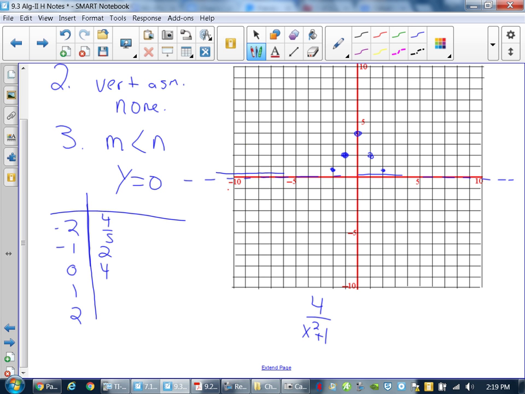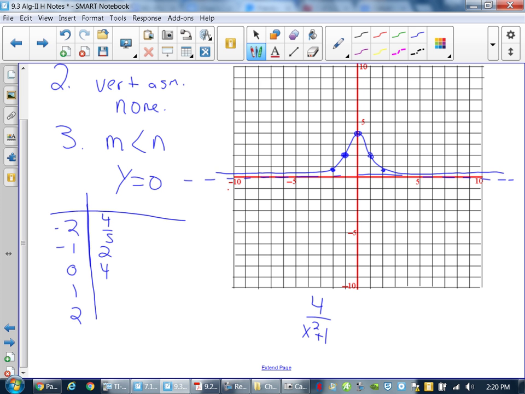So this graph does this. And it's approaching the values of 0. It's just going to get infinitely closer and closer and closer to it, but never cross it because there's no x-intercepts. And that's why it's bound by that horizontal asymptote.